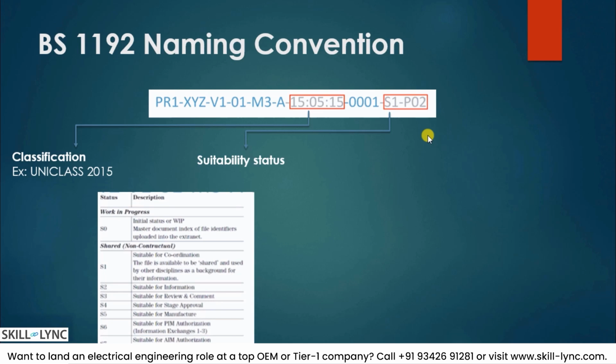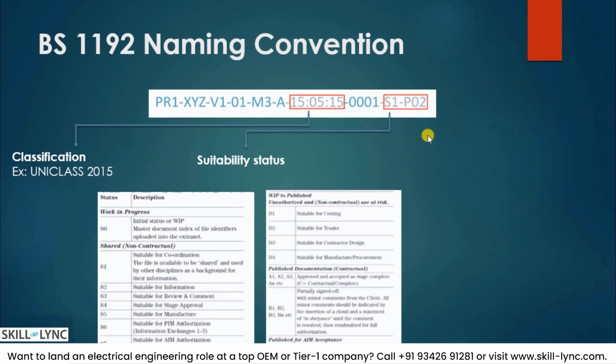But the idea is you can see the various levels of suitability. Suppose it's S1, then it's understood that this file is suitable to be shared for coordination so that others can take it and modify it for their own use in applicable domains. And likewise S5 means that this document is suitable for a manufacturing process. S4 means it requires a stage approval, and S7 means it's in AIM authorization, so whatever the final level of authorization is.